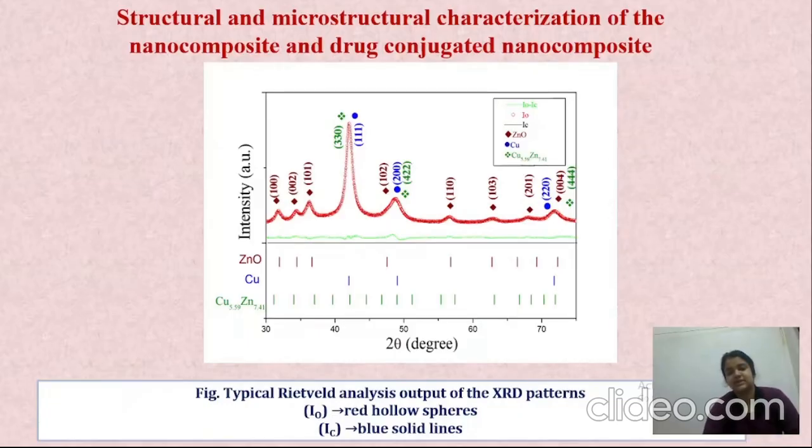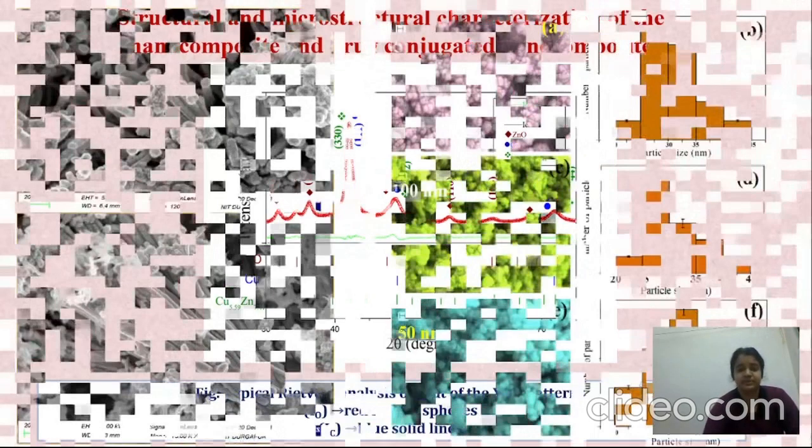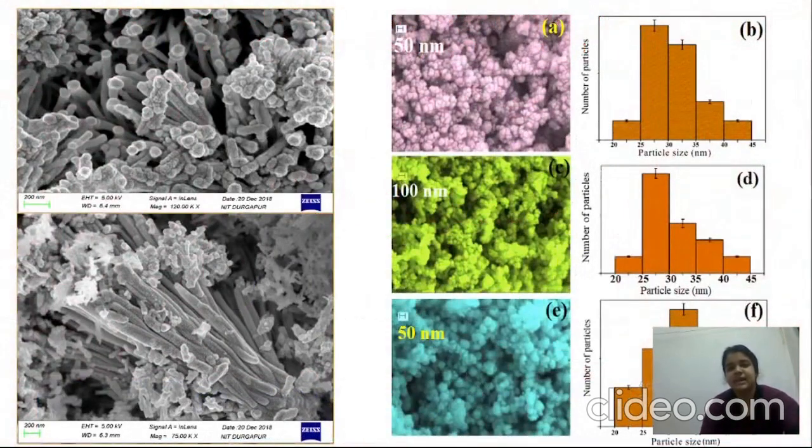This is basically a sample XRD pattern, and this is the XRD pattern of CuZnO nanocomposite. In this CuZnO nanocomposite, we can see that several types of planes are present, of copper and zinc, and also a CuZn alloy. In this manner, we can identify several constituent phases which are present in the nanocomposite.